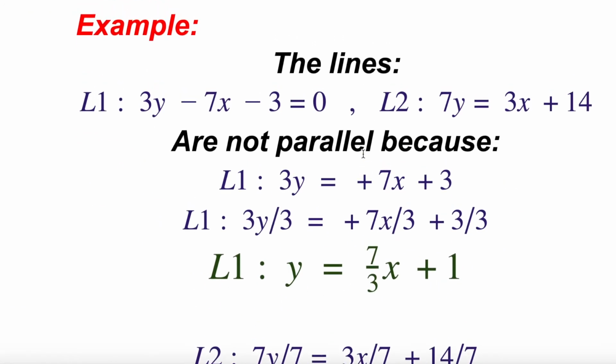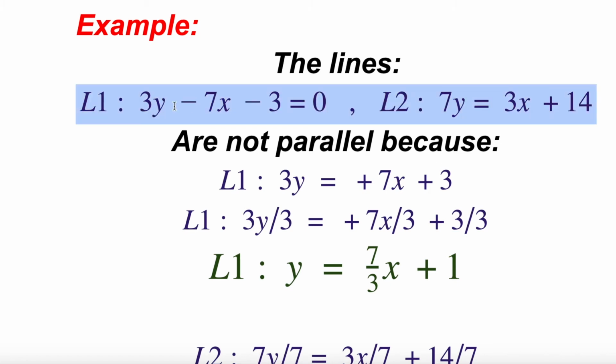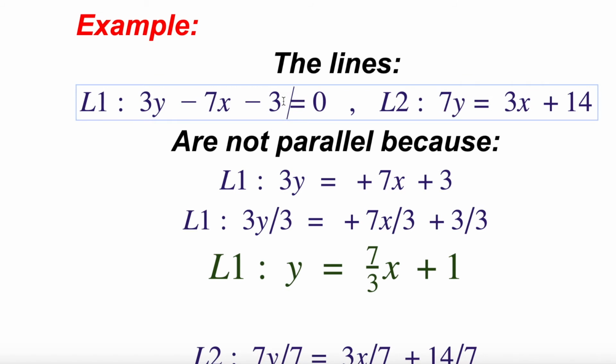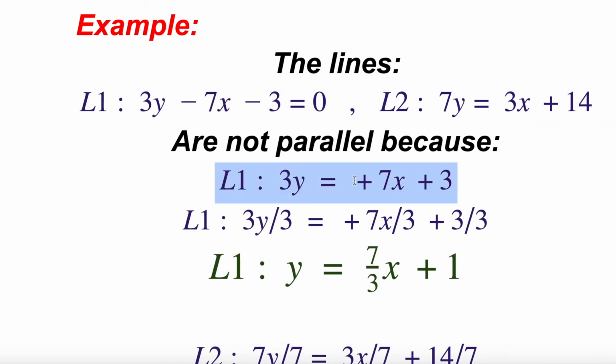Example, 3y minus 7x minus 3 equals 0. 7y equals 3x plus 14. Do you think this is the form that you want to be? No. y should be alone, right? It should be isolated. So first step here, I need to move negative 7x minus 3 to the other side. That will become positive. Then the second step is dividing everything by 3, because the coefficient before y is 3.